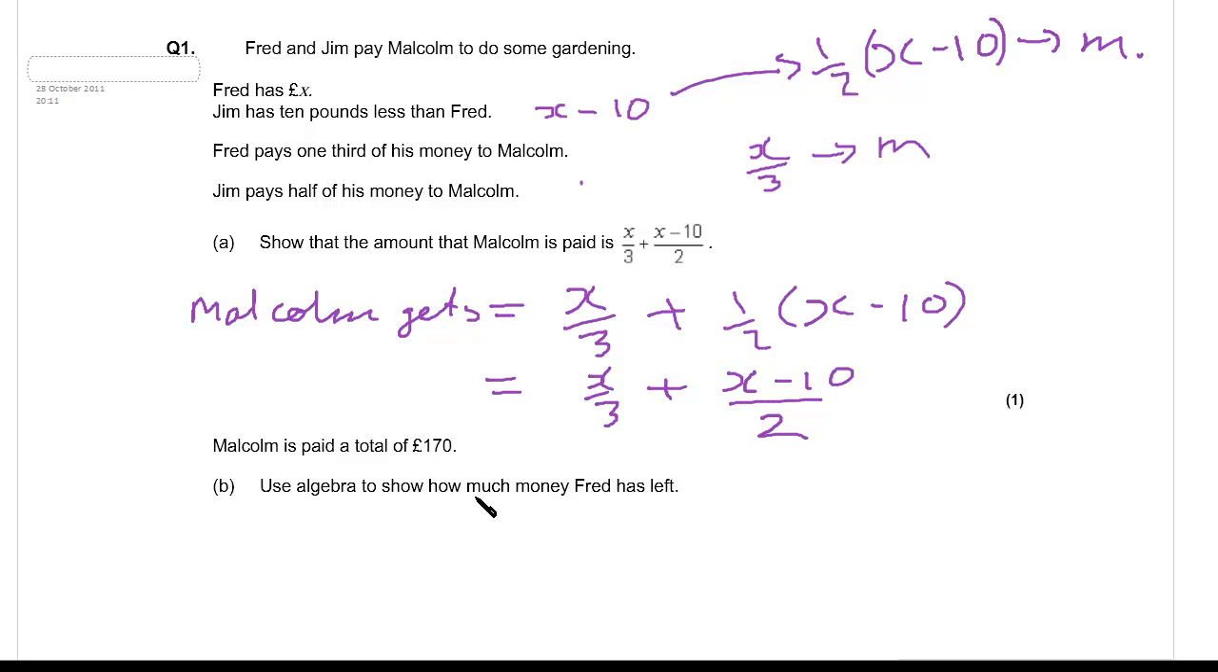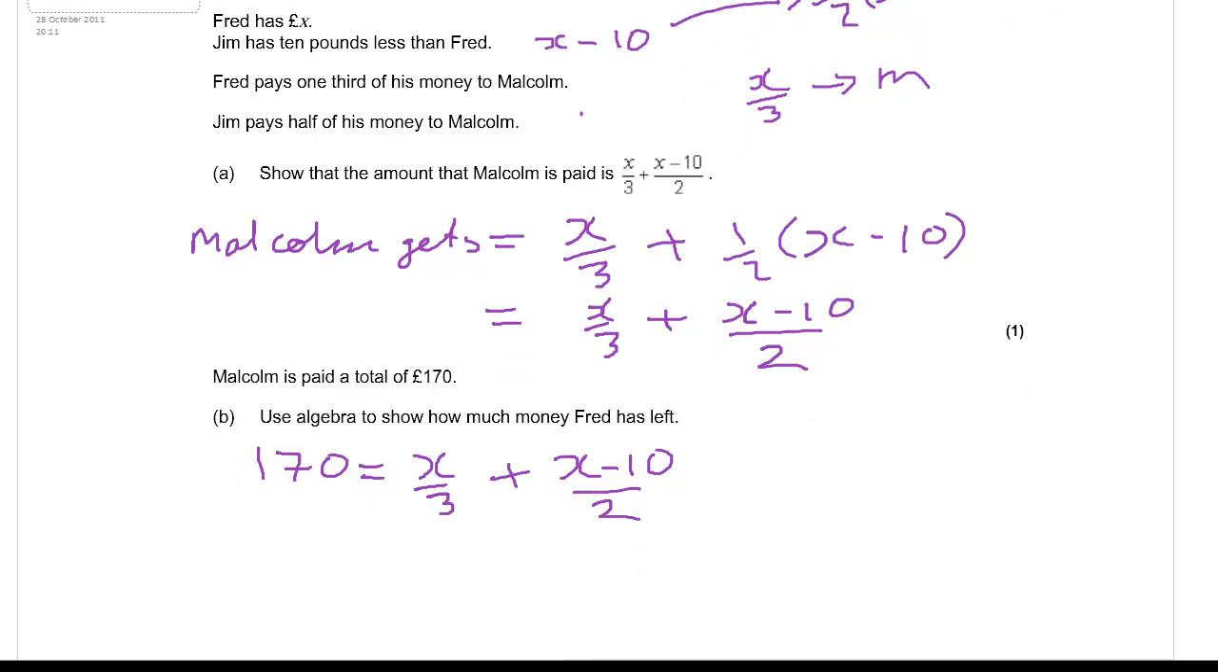Let's move down. Use algebra to show how much money Fred has left. Well, if Malcolm's paid 170, then 170 must equal X over 3 plus X minus 10 over 2. Let's give ourselves a bit more space here. So we want to simplify this.